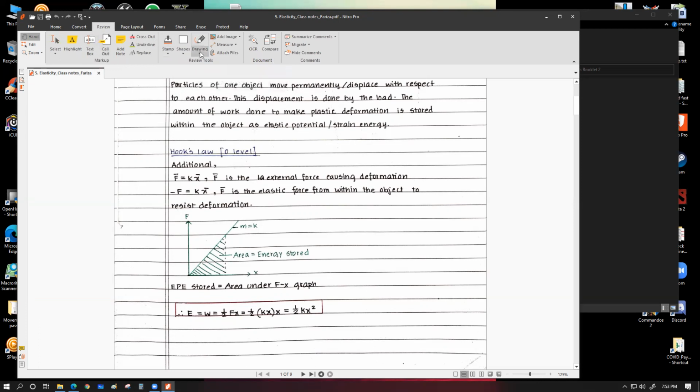Is x the length? X in this case represents deformation.